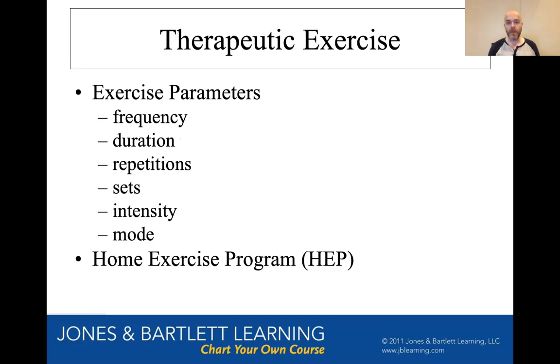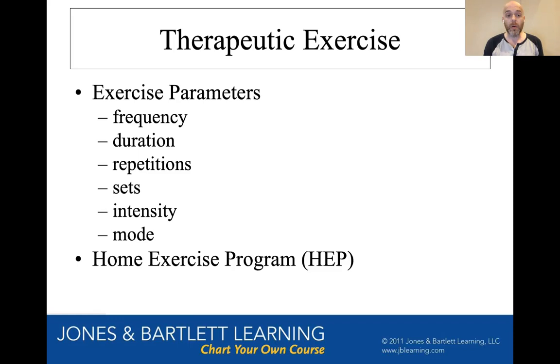So when we talk about therapeutic exercise in the ortho world, we have to give exercise parameters. So what does that mean? Well, we've got frequency, duration, repetitions, sets, intensity, and mode. Okay, so what do those mean? Frequency means how often do we want to see the person? How many times per day if you're working in inpatient, or how many times per week, which is usually the case in most other settings.